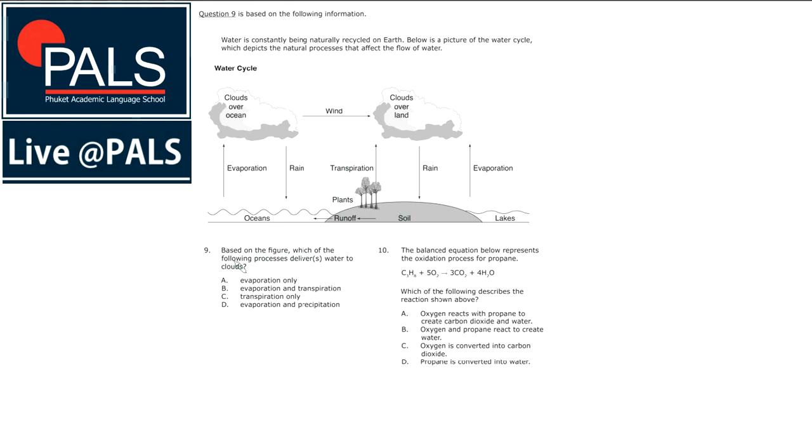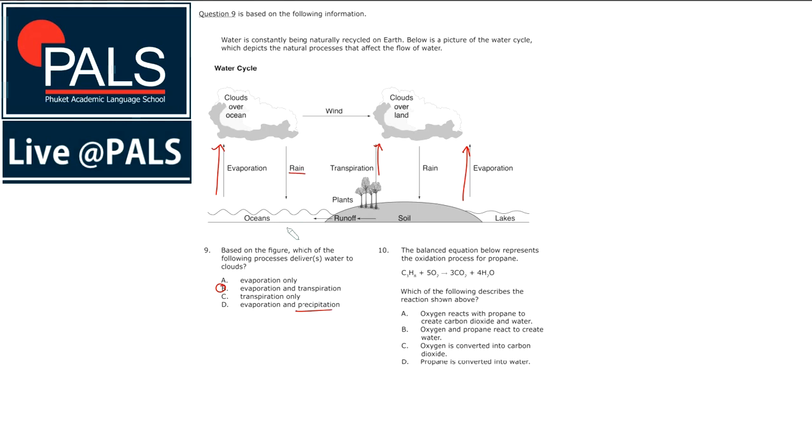Based on the figure, which of the following processes deliver water to the clouds? So we have evaporation here, more evaporation here, and we as well have transpiration. The other arrows go down, and that is the answer: evaporation and transpiration. Precipitation is not shown in the picture, or it's at least not named. Precipitation is the same as rain.